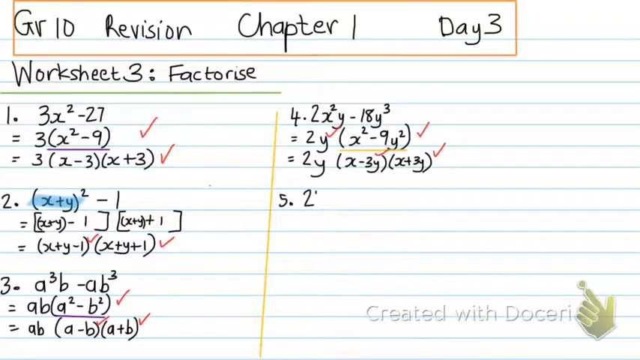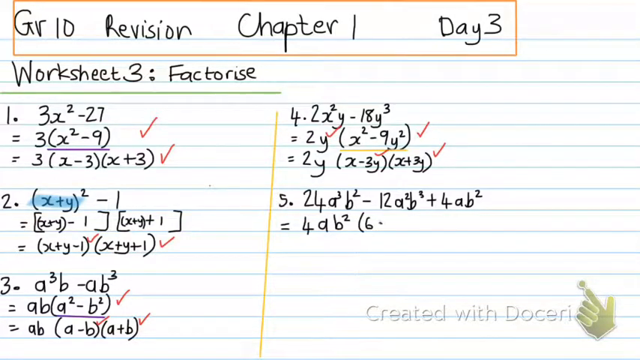Then number 5, 24a to the power 3 b squared minus 12a squared b to the power 3 plus 4ab squared. Here I have to take out a common factor first. The common factor will be 4ab squared. Then I'm left in the bracket with 6a squared minus 3ab plus 1.